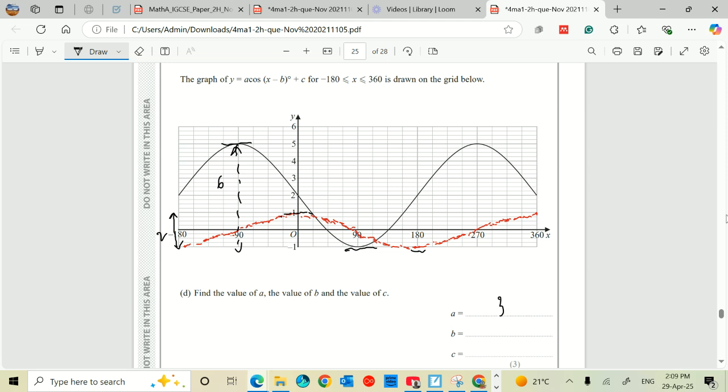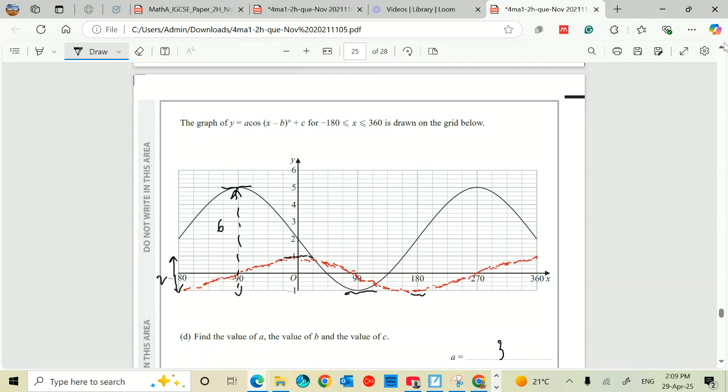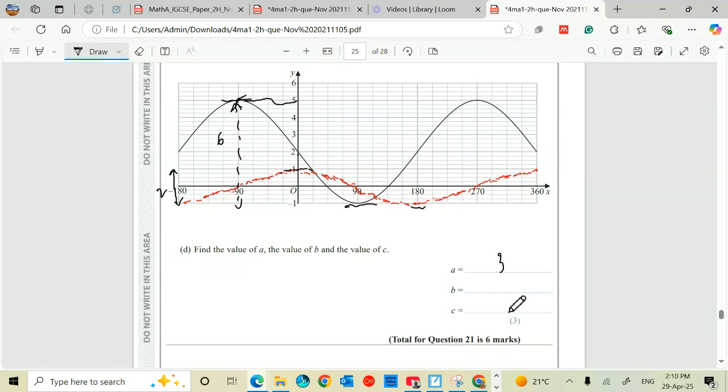Now b is the movement horizontally, the translation horizontally. And I can see that from 0 to here is where it levels out at 1. So it's moved this way, and it's moved negative 90 degrees. So that's negative 90 degrees to the left. So that's minus 90 degrees to the left.